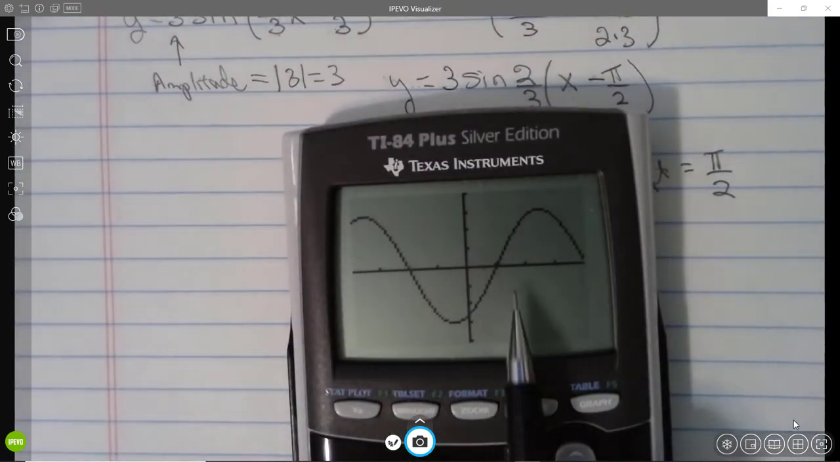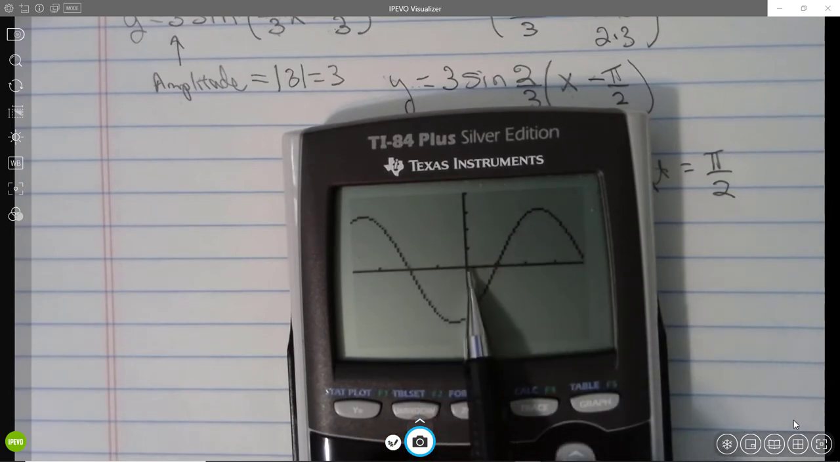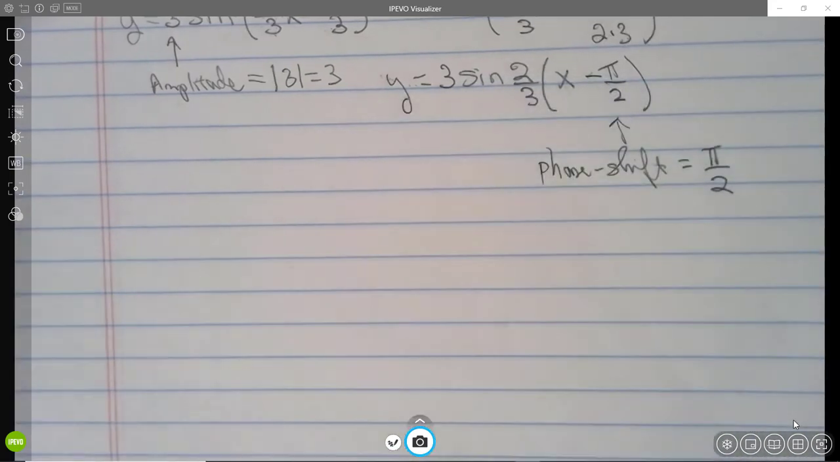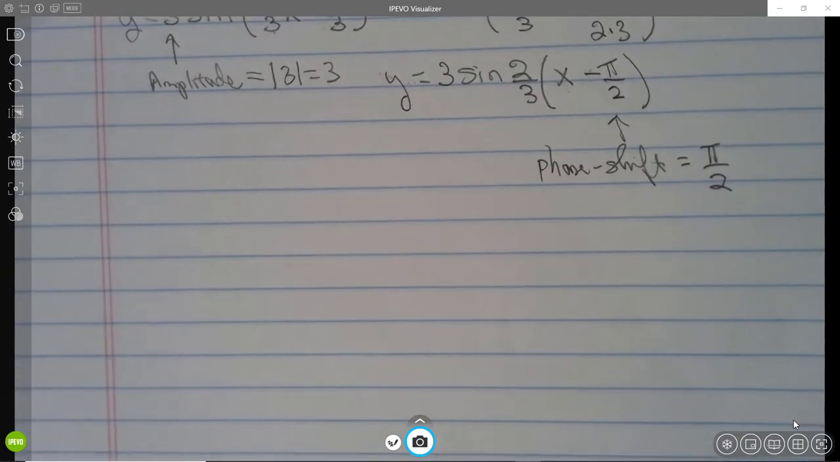And by the way, that corresponds with the graph, right? This intercept, the one where this graph starts going up, is pi over 2 units to the right of where we'd expect it. And you can see that 1, 2, 3 amplitude there as well. The last thing that we want to get is the period.